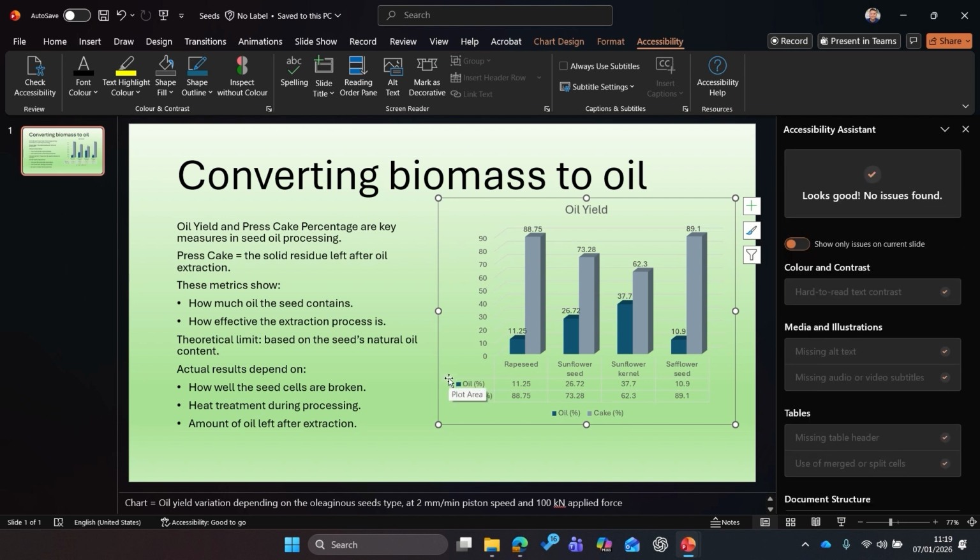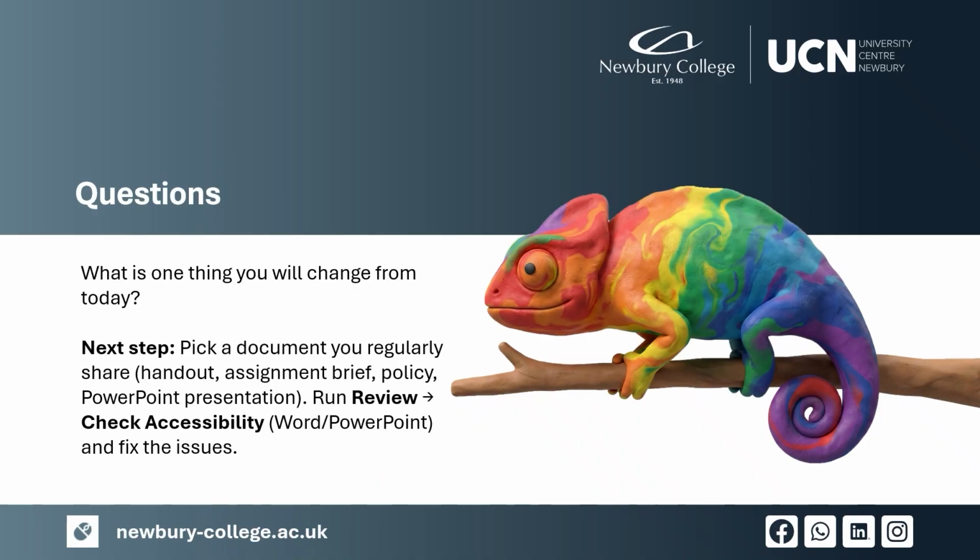And there it is. What's one thing you'll take away from today's training? I'd like you to pick a document that you regularly share. Maybe it's a handout, an assignment brief, a policy, or a presentation. I'd like you to run, review, check accessibility, and fix the issues that it comes up with.